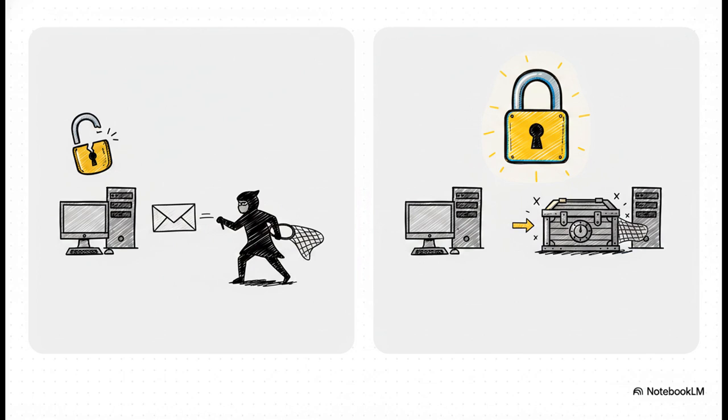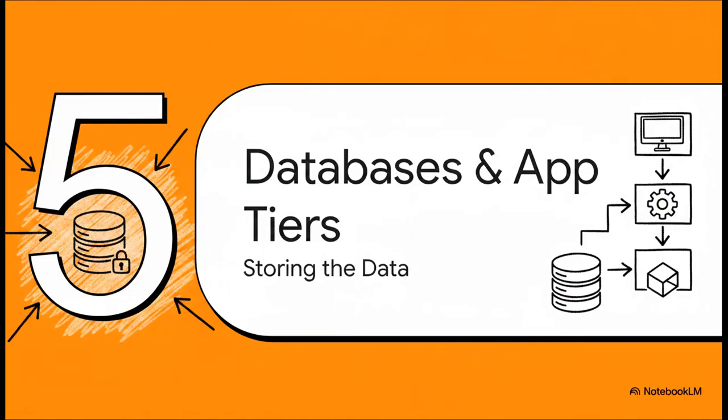This makes it completely unreadable to hackers, which is exactly why HTTPS is mandatory for banking, e-commerce, and government portals handling any kind of sensitive citizen data. Next up is Block 5, Databases and App Tiers.